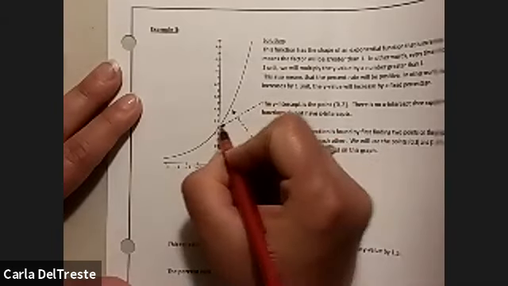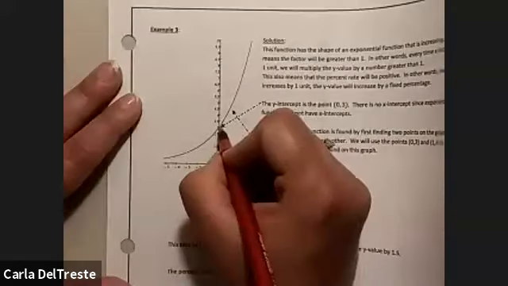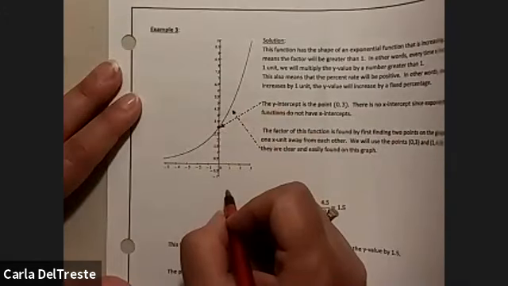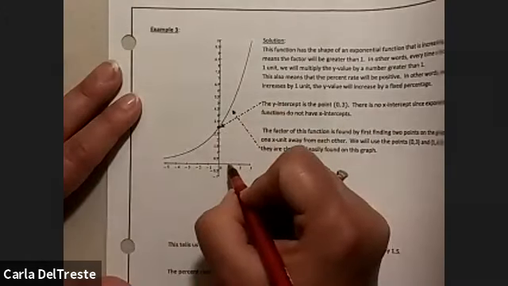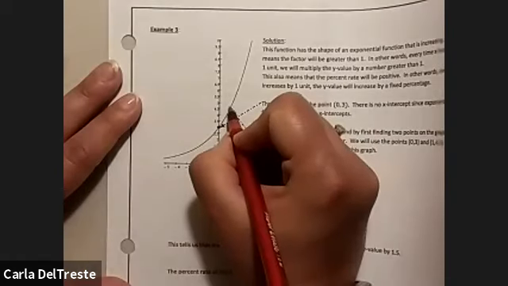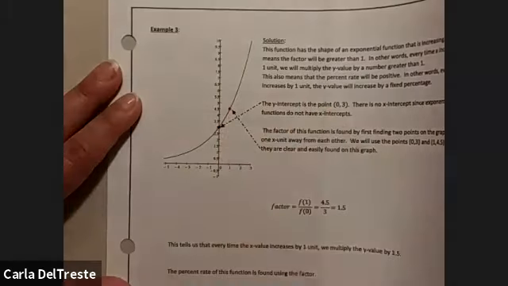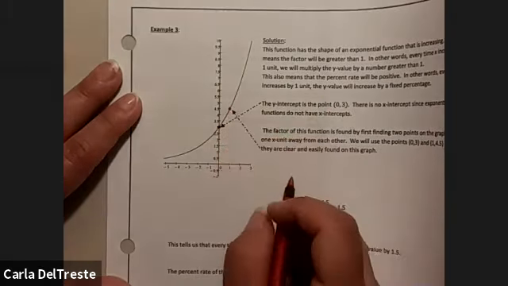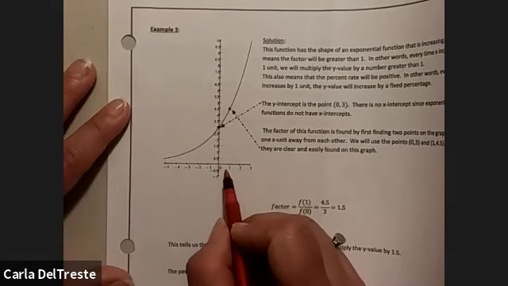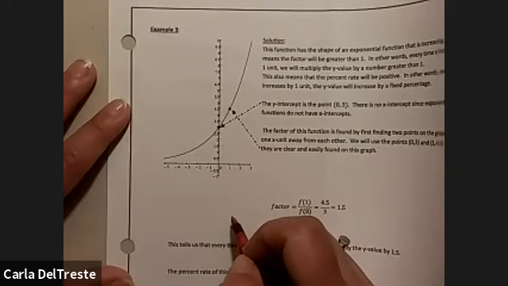How can I figure out the factor? I'm going to look for 2 consecutive points, 0, 3, which also happens to be the y-intercept, and I see the point 1 and 4.5. Okay, so this is the point 1, 4.5. And it does have to be an obvious point. You don't want to approximate these.